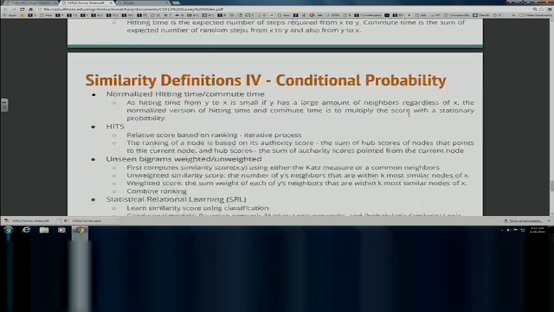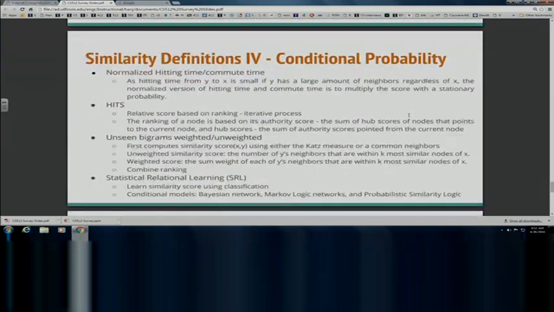And there is a normalized version of hitting time and commute time, as hitting time from Y to X is always small if Y has a large number of neighbors, no matter what the degree of X is like. So the normalized version of hitting time and commute time is to multiply the score with the stationary probability to avoid the previous situation.